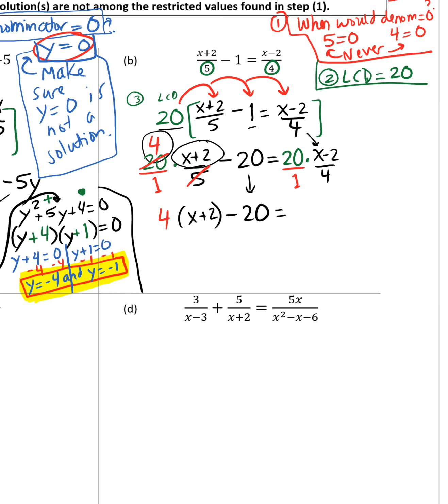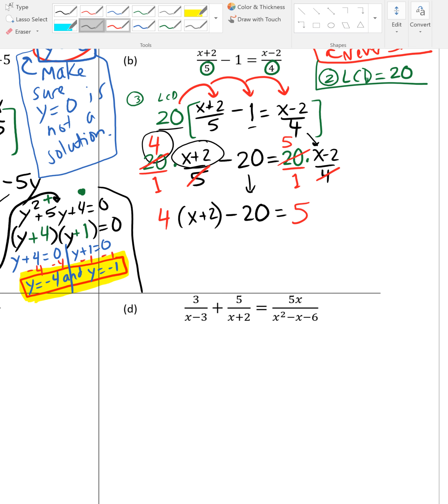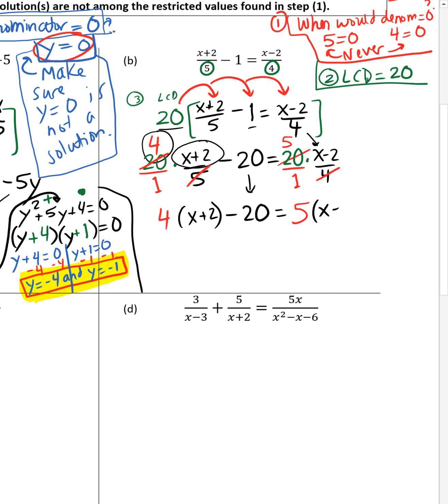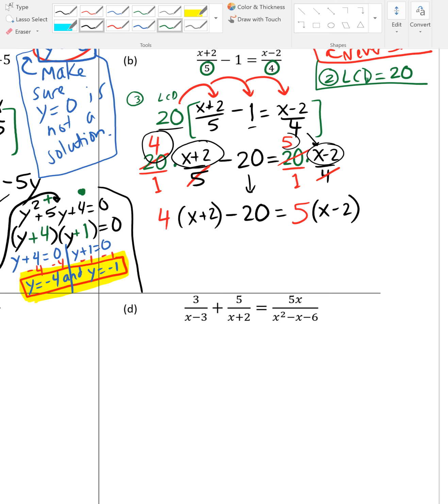On the other side now, I'm going to see what cancels. This 4 can go into 20 5 times. So kind of similar to the first one, I have 5 times parentheses because there are two terms there, x minus 2. And again, that's because this 5 is meant to be multiplied by this entire numerator, not just one term, but the x and the 2. Alright, now this looks like a much better equation. I'm much more excited to solve this.